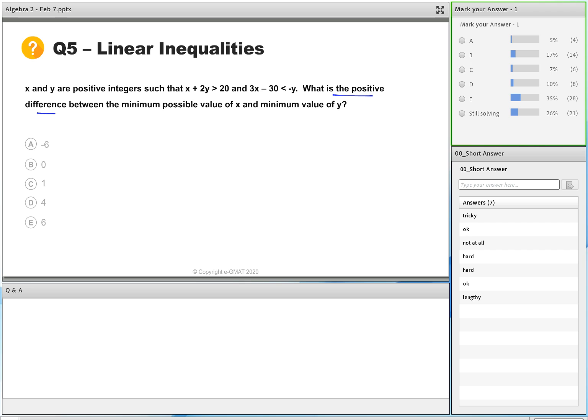It was tricky, it was hard? Not at all. Lengthy, yes, correct. It was a lengthy question. It was not that difficult, I would say, right? Right. So let's read this question.